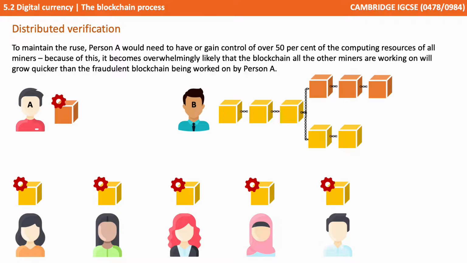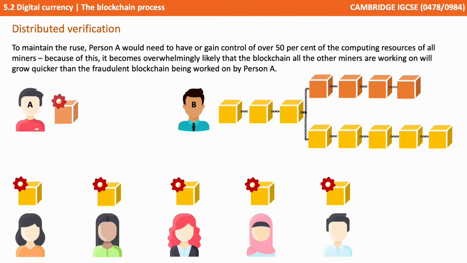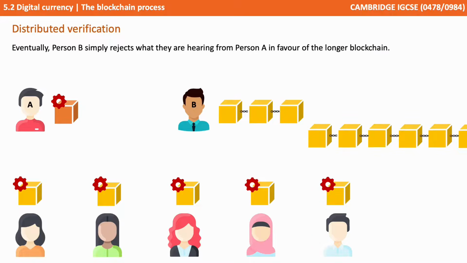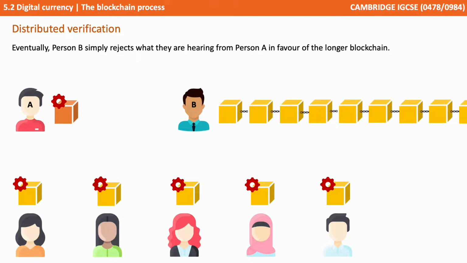So to maintain the ruse, person A would need to gain control of over 50% of the computing resources amongst all miners. This results in it becoming overwhelmingly likely that the blockchain all the other miners are working on grows quicker than the fraudulent blockchain being worked on by person A. Eventually, person B simply rejects what they're hearing from person A in favour of the longer blockchain.